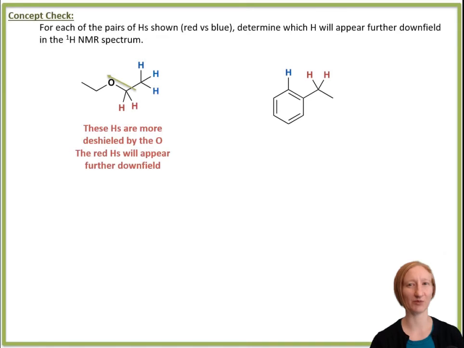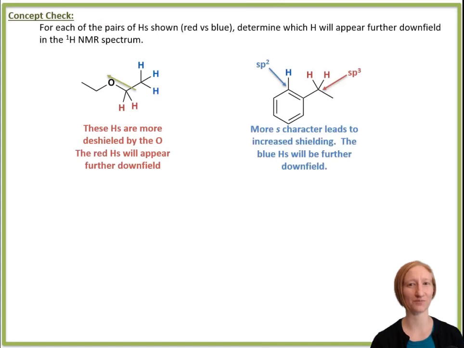In the second example, the difference between the red and blue hydrogens is the hybridization of the carbons that they're attached to. The blue hydrogen is on an sp2 hybridized carbon, while the red hydrogen is on an sp3 hybridized carbon. The increased s character of the sp2 hybridized carbon allows that blue proton to feel more of the applied magnetic field and leads to de-shielding of that proton. So here the blue proton will appear further downfield than the red protons.